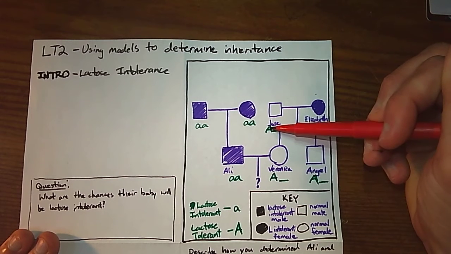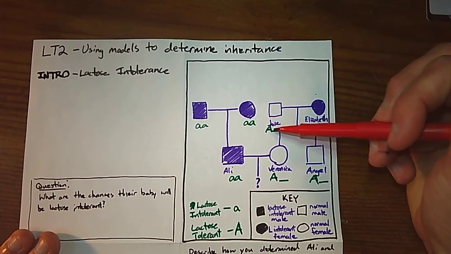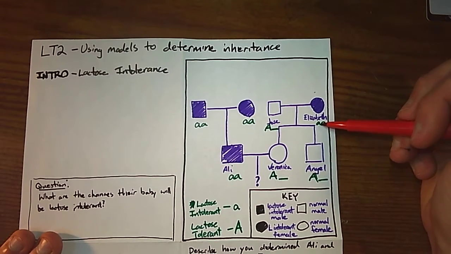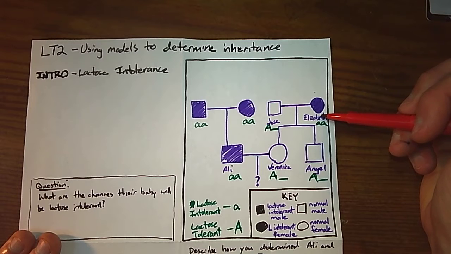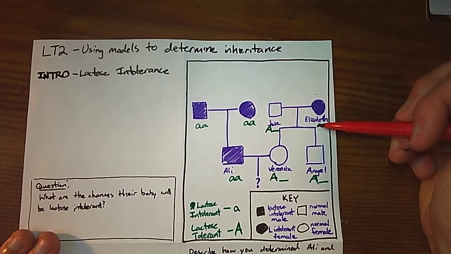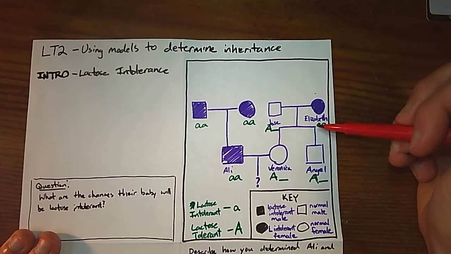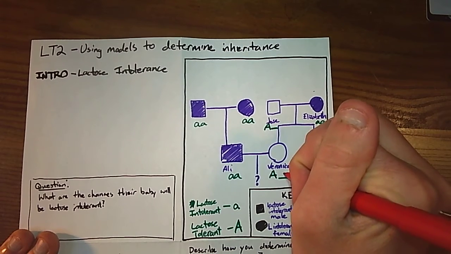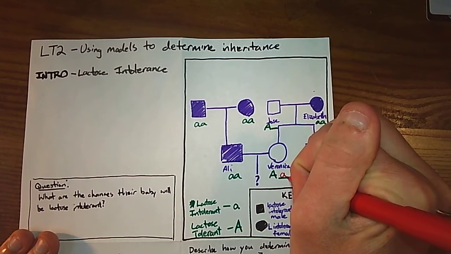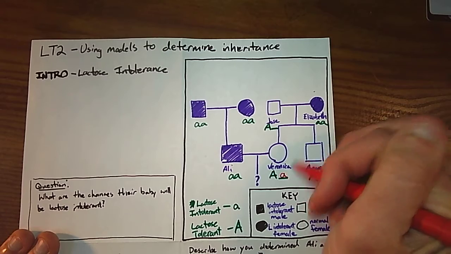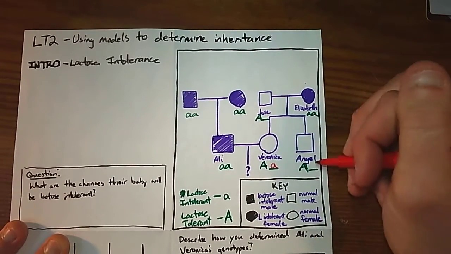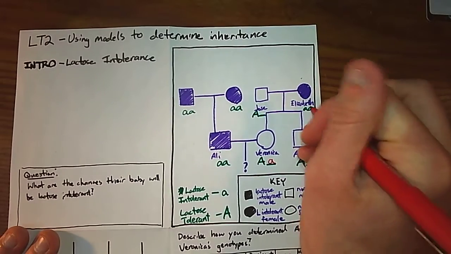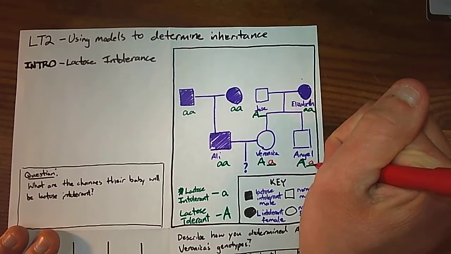She could have gotten it from her dad because the dad has this dominant allele. And actually, there's no way that she could have gotten this big A from her mom, Elizabeth. In fact, Elizabeth could have only passed down little a or the other little a, which means that Veronica must be heterozygous, right? Because that's the only thing she could have gotten from her mom. And it's going to be the exact same thing with Angel. They're siblings, right? Elizabeth had to pass down that little a to Angel.